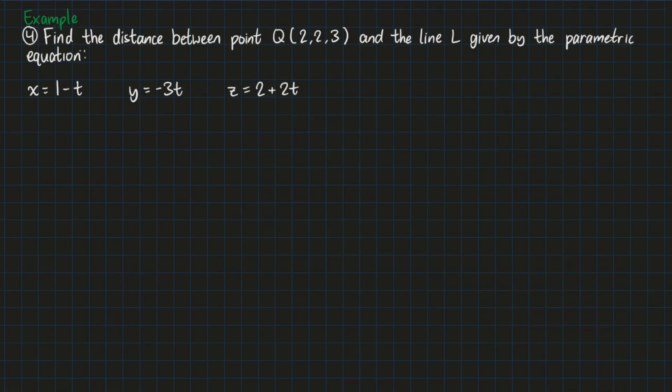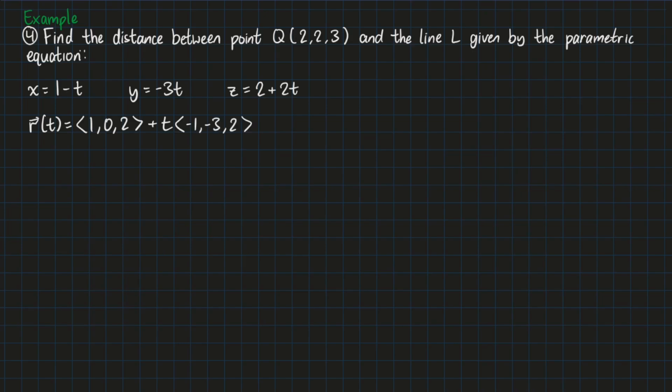So now let's do an example. Find the distance between point Q (2, 2, 3) and the line L, given by the parametric equation x equals 1 minus t, y equals negative 3t, and z equals 2 plus 2t. So let's write this line in vector equation. We have r of t equals <1, 0, 2> plus t times <-1, -3, 2>.